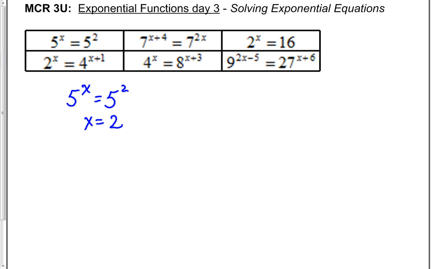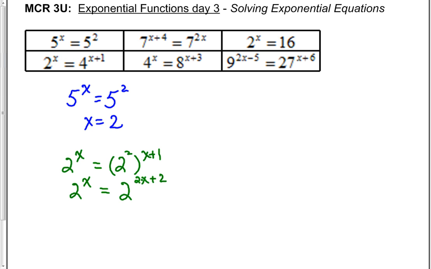For the one directly below it, we have 2 to the x equals 4 to the x plus 1. They have different bases, so it's harder to draw conclusions unless you can rewrite them with the same base. So I'm going to replace that 4 with 2 squared, and then I still have the exponent x plus 1. Now that I have the same bases, I have rules for the right-hand side, power of a power. I know that I would multiply those exponents. So 2 to the 2x plus 2.